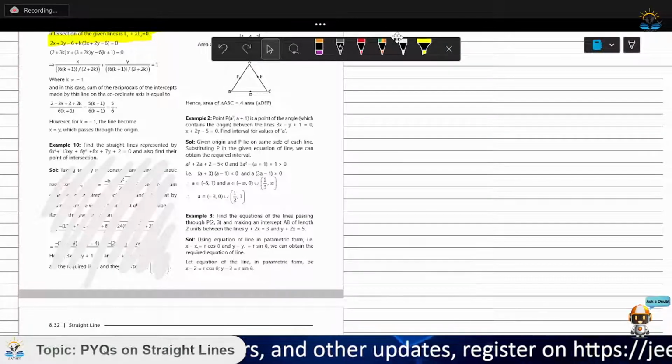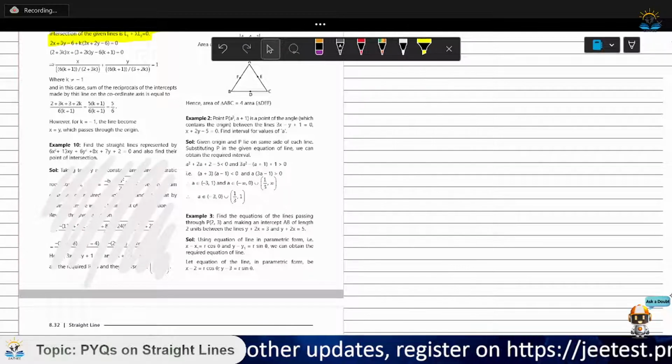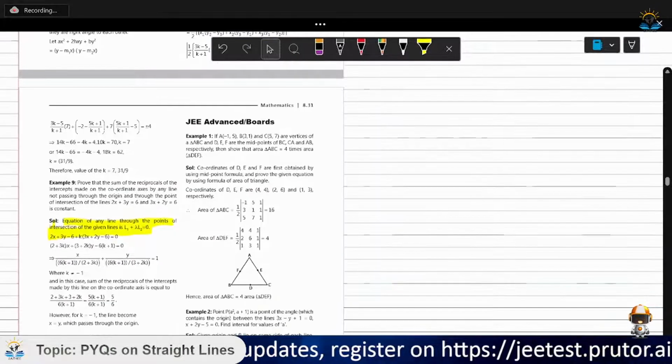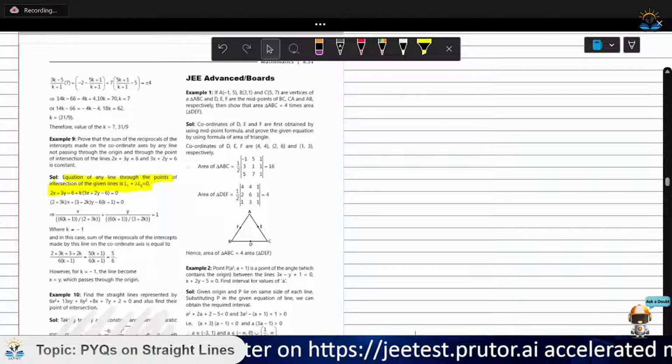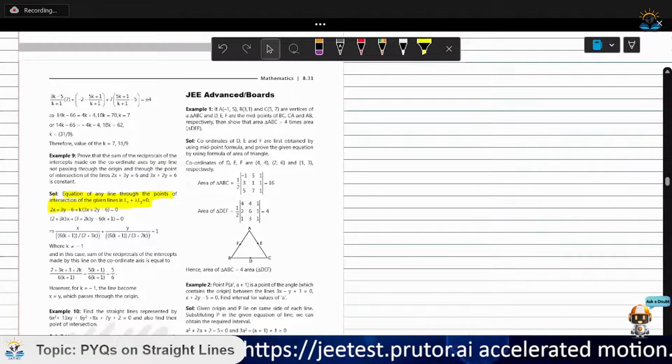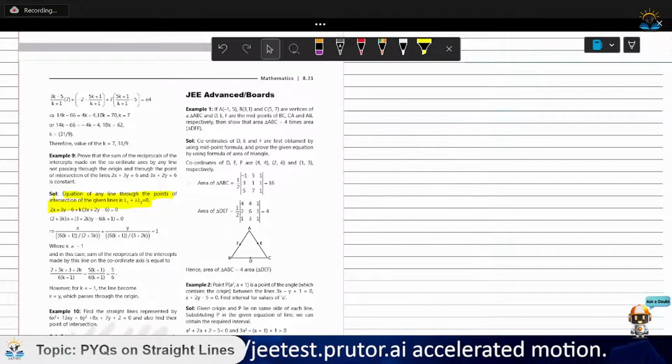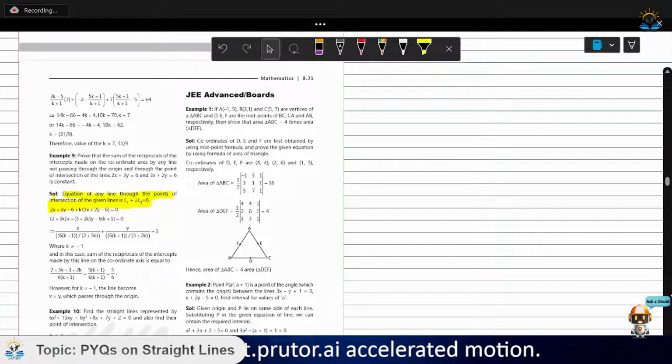So I hope you have solved this question. Now moving to the next part, we'll move on to some tougher questions. Let us see what the questions look like. Let's go with the first question. The first question says that if A, B, and C are vertices of a triangle, and C, D, F are the midpoints of these lines respectively, then show that.